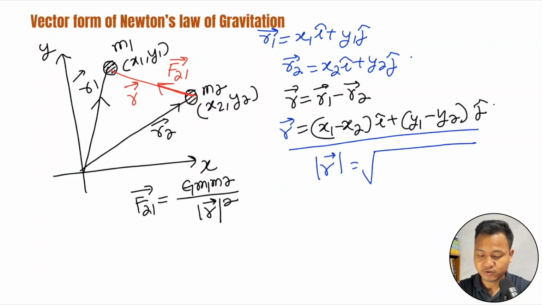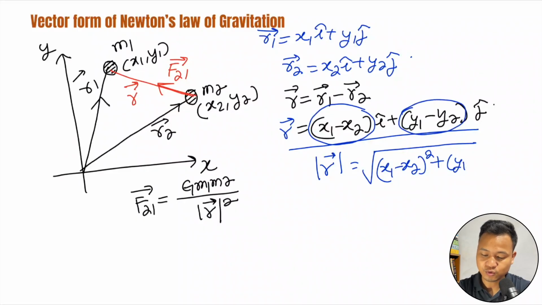So square root of, so the coefficient of i, okay, so x1 minus x2 the whole square plus coefficient of j, so y1 minus y2 the whole square. Apply this in the question and solve. So this will give you the magnitude, okay, the distance from m1 to m2, and the direction is along r cap. Okay, direction of r means r cap.